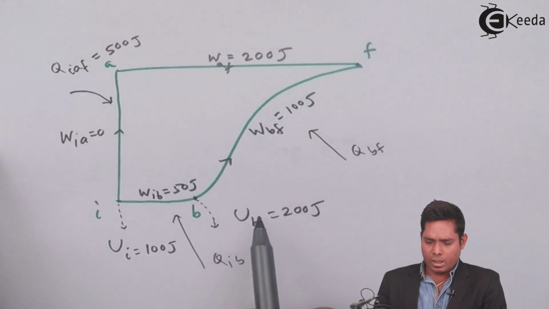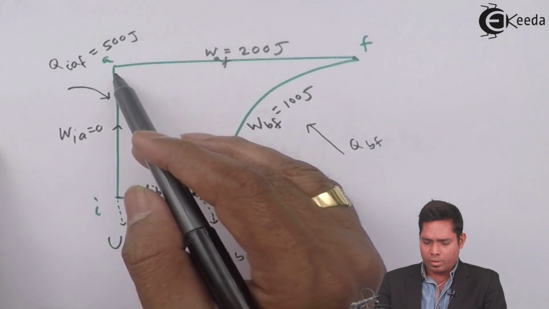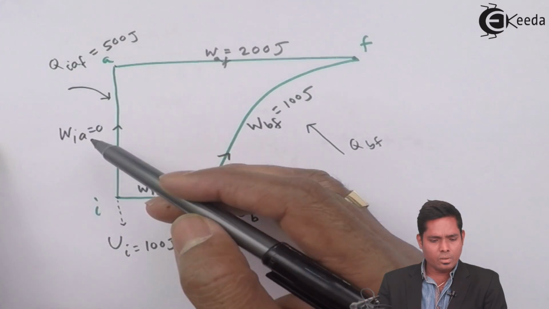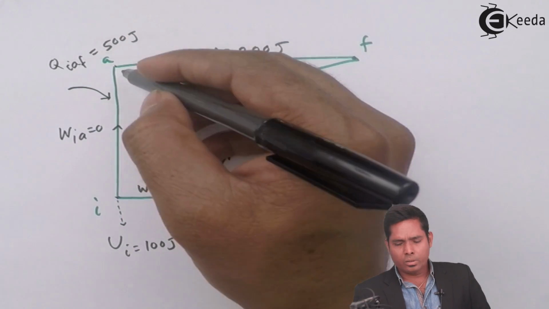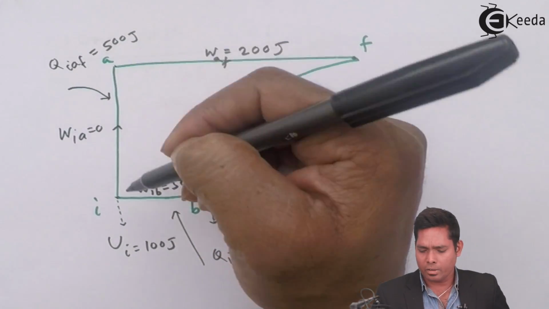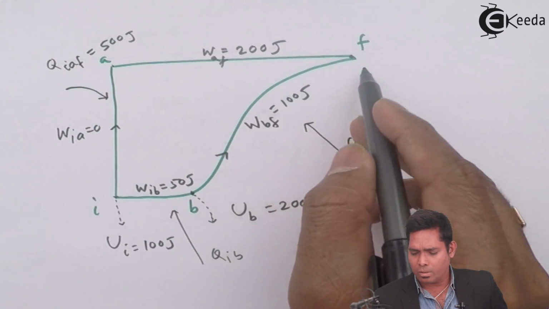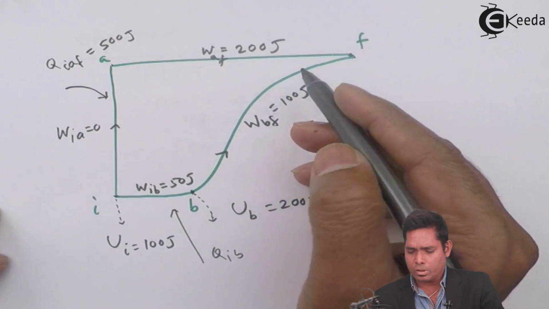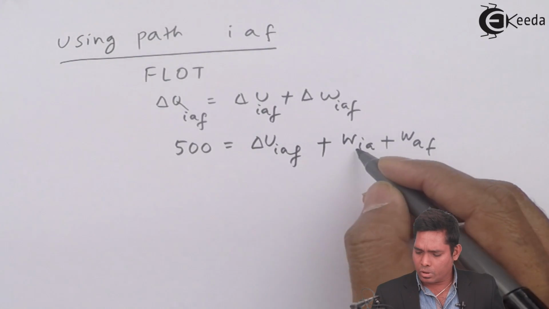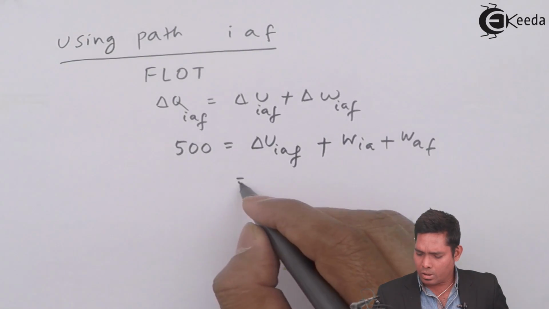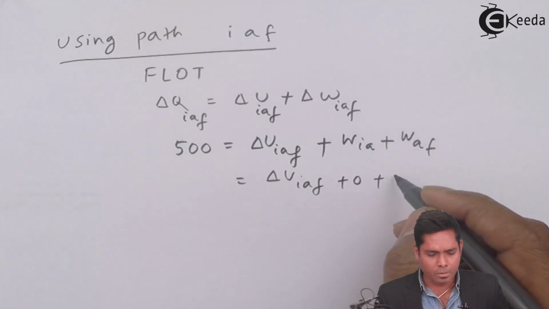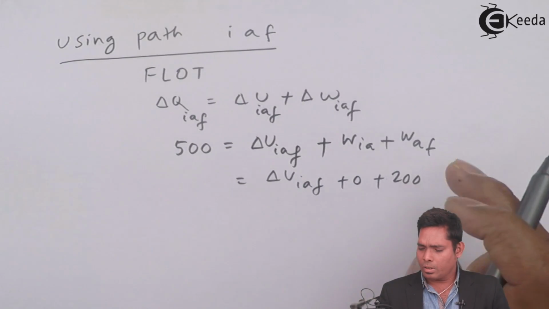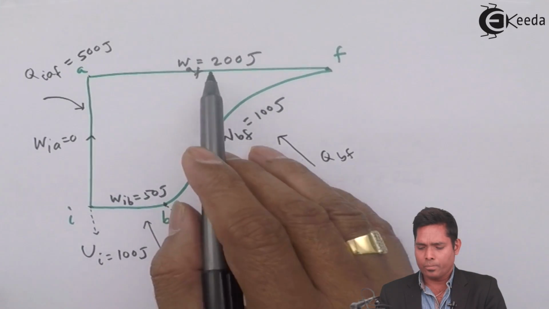Because this is a PV diagram, and this vertical line has no area under the curve, there is no work done during this process. This other part has an area under the curve, so it has work done, which is 200 joule, and this work done is 0. So this is plus 0 plus this, which is given as 200 in the question.